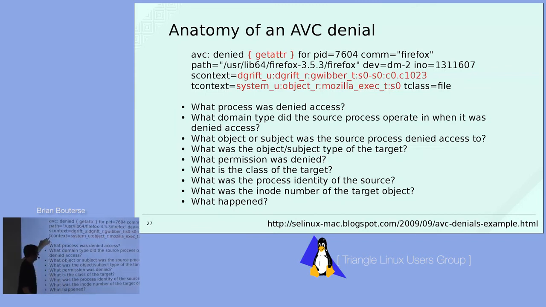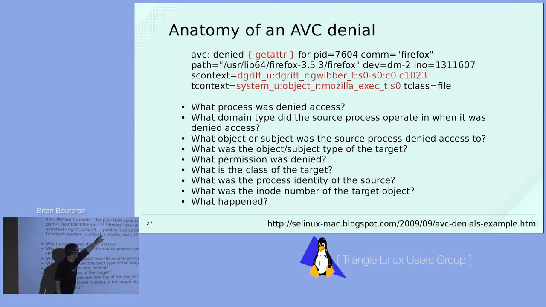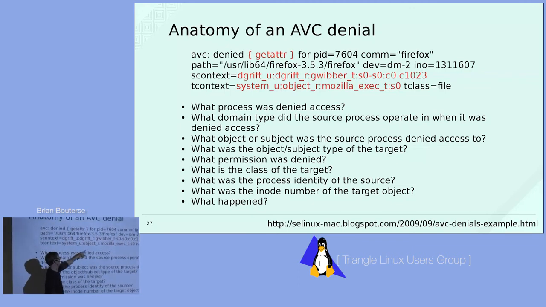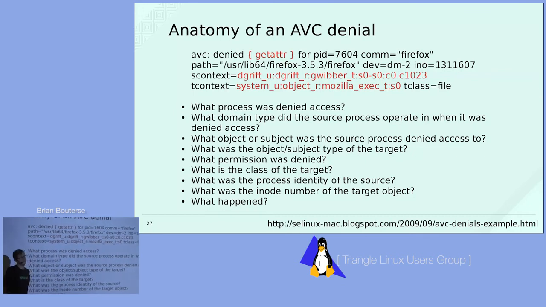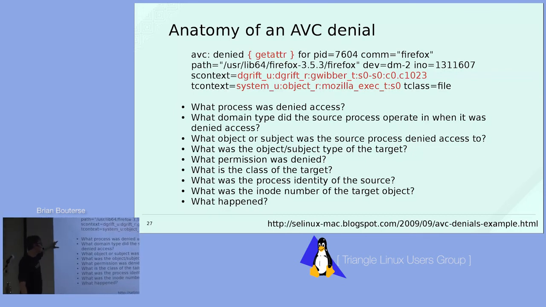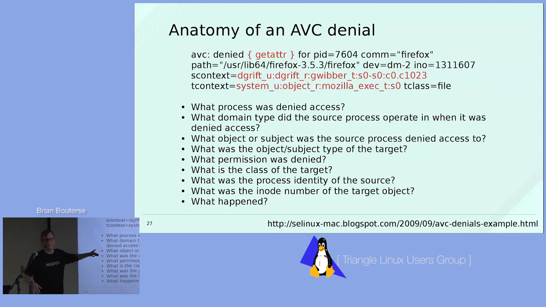Then the target context. So it's the source context, and that's the target. A process with this process domain label was trying to do a getattr on mozilla_exec_t, and that's the file system context label. This is usually what you want to run through in terms of understanding. You really understand an AVC denial if you can answer all these questions.